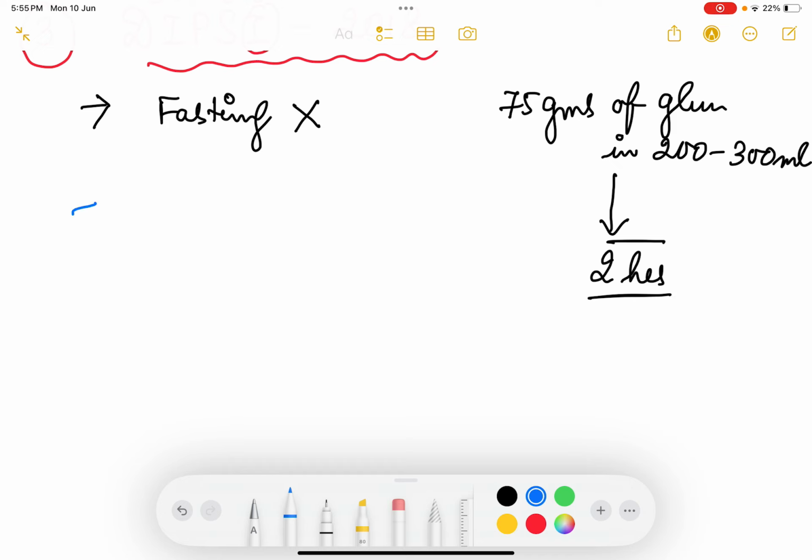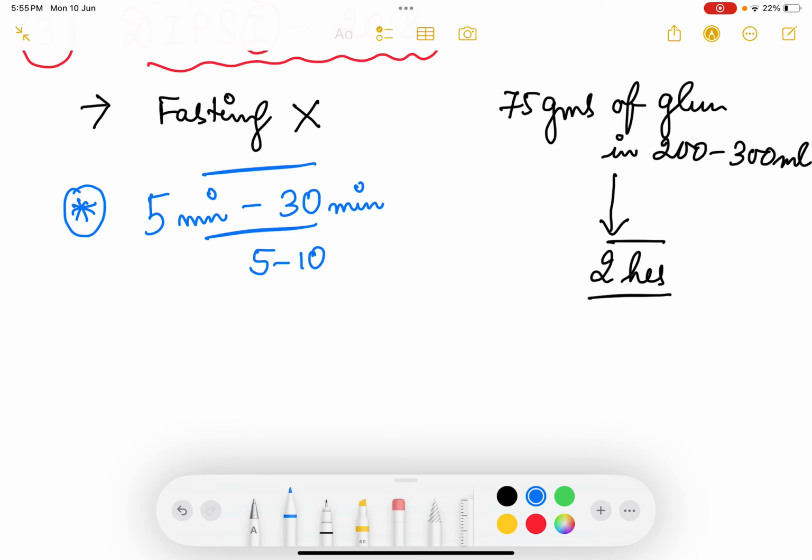Now what are the questions which come over here? 75 grams of glucose देना है, कितना water में dissolve करके? 1 glass, 200 to 300 ml of water. The patient should be drinking this water in 5 minutes to 30 minutes. Between 5 to 30 minutes she will be drinking the water. Preferably 5 to 10 minutes के अंदर she will drink the water. Okay, always write, if somebody is asking you in an exam, try to mention 5 to 10 minutes, because the preferable is 5 to 10 minutes.